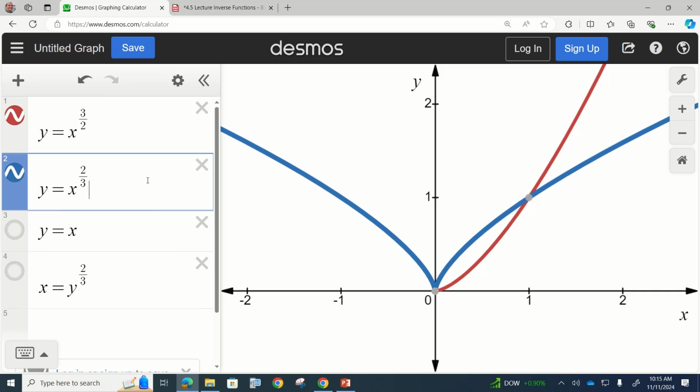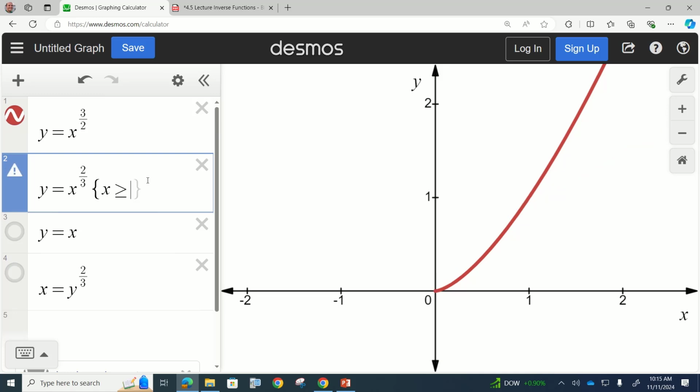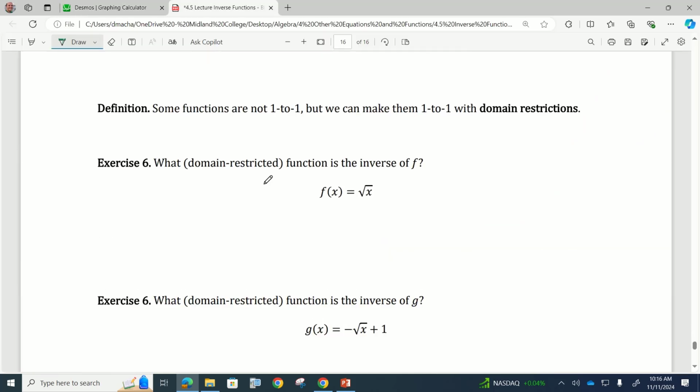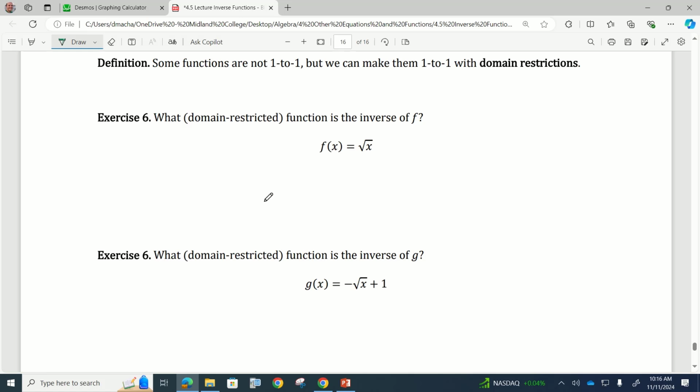So what I could do is restrict the domain of my blue function and say, okay, I know I could have negative values in my domain, but I'm going to intentionally restrict the domain to only include x greater than or equal to 0. And I'm doing this so that the blue curve and the red curve represent inverse functions. Very nice. So some functions are not one-to-one, but we can make them one-to-one using domain restrictions.